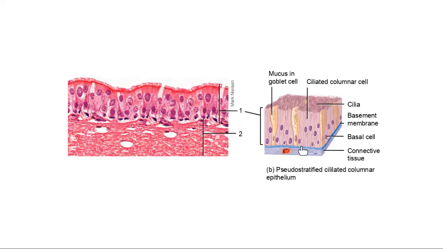In pseudostratified epithelium, most of our cells are columnar cells and they contain cilia. So we call it pseudostratified ciliated columnar epithelium. Between the columnar cells, you can see goblet cells. These are goblet cells. They can make mucus for lubrication of the surface. We can see this type of epithelium in the respiratory tract.